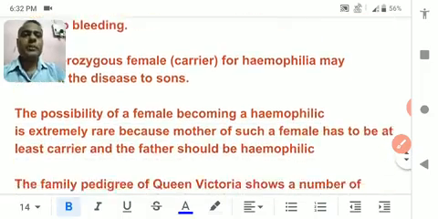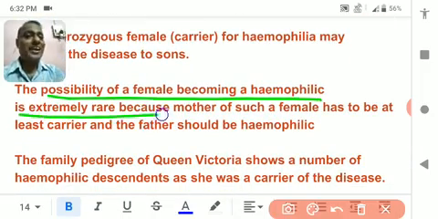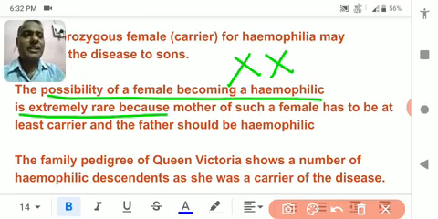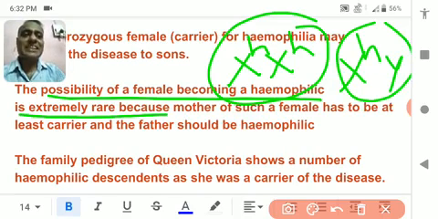Next, the possibility of a female becoming hemophilic is extremely rare. Why rare? Because both X chromosomes must contain the hemophilic trait for the female to become hemophilic, otherwise she would only be a carrier. She has two X, while the male has only one X, and this X can easily be shared by the mother. So the chance of a male being hemophilic is more than a female.